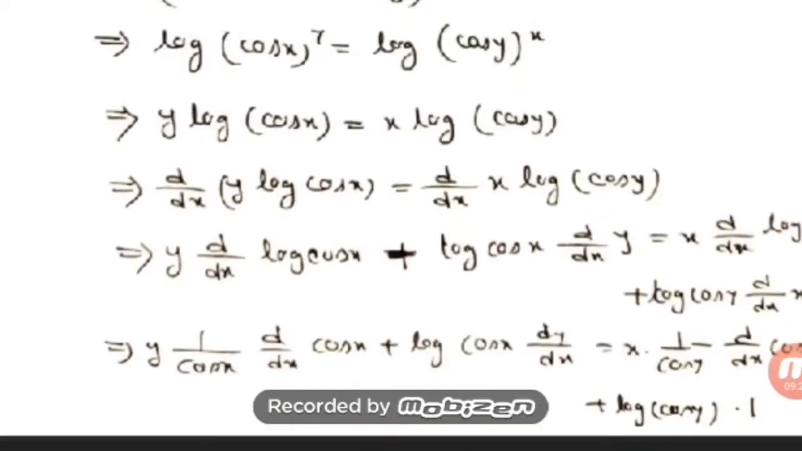After this, our aim is to take the derivative of log of cos x. Log of cos x derivative is what? 1 by cos x d/dx of cos x, plus log of cos x dy/dx, y we keep as it is. x we keep as it is, d/dx of log of cos y. Log of cos y means cos y will be your variable now: 1 by cos y d/dx of cos y, and log of cos y into d/dx of x is 1. Up to this, hope it is clear.